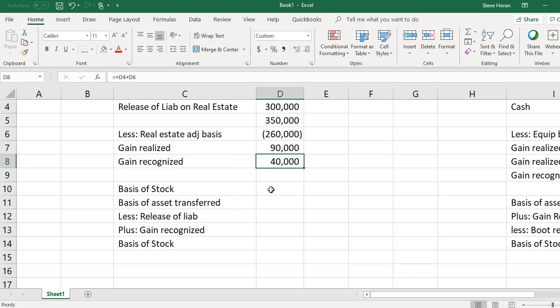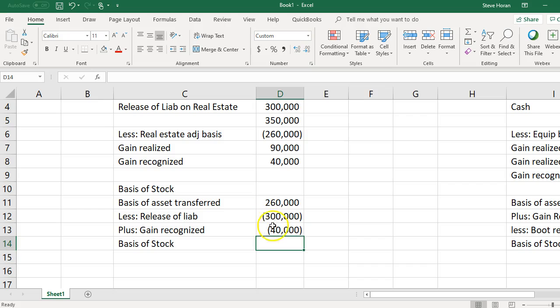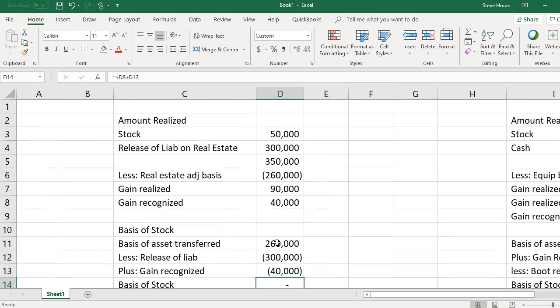Well, the basis will start out with basis of asset transferred. And so that was the 260. Then the release of the liability, the 300,000. And then what's left over is gain, which is 40,000. So the gain recognized is 40, but the basis is 0 because these two offset right here. Okay, those two numbers offset, and the basis is 0. So he's got a 0 basis and realized gain of 90, recognized gain of 40.